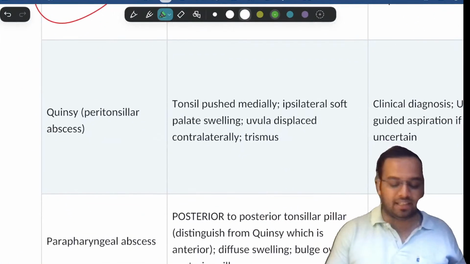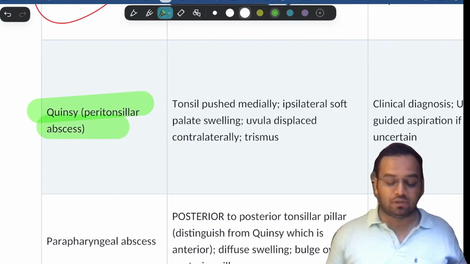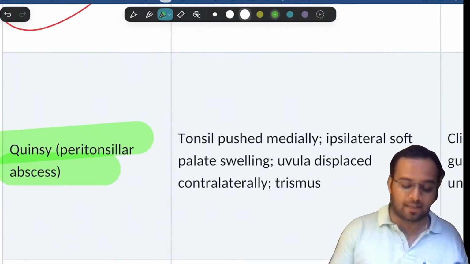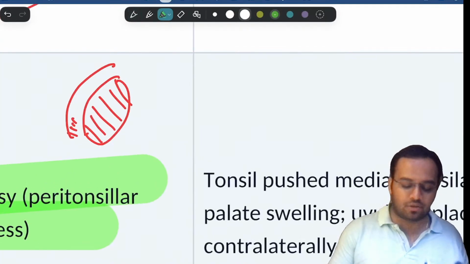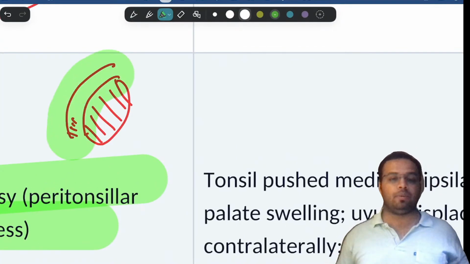So what is a quinsy? When we saw the peritonsillar space, this is going to be the tonsil. So this is your tonsil, this is the oral cavity. Whenever there is an inflammation in the peritonsillar space, typically when the inflammation is in this region, it is going to be called quinsy.